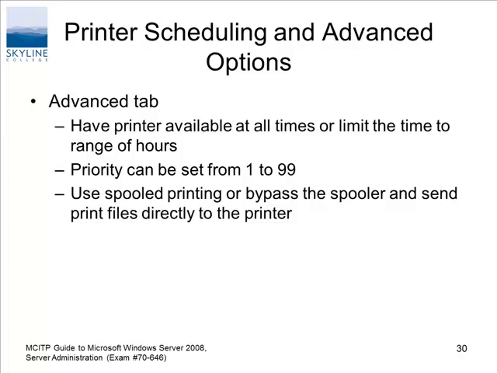Advanced tab, have a printer available at all times. To limit the range in hours, and again, this is one of the things I want to look at. The priority set from 1 to 99, and I think the default priority is 1, and the default priority of 1 is the lowest number here. It's also the lowest priority. Usually we want to be a priority of 1, right? Not necessarily in this case.